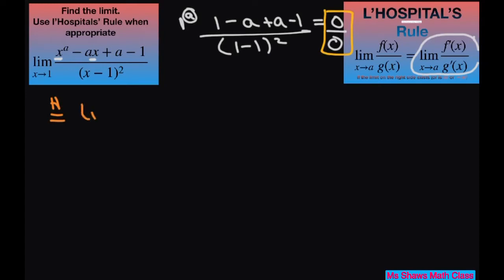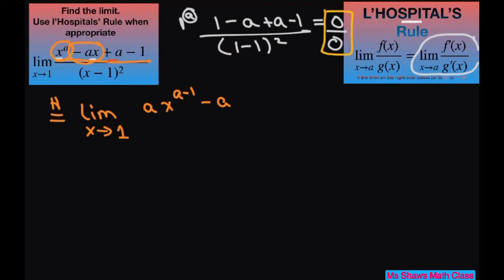And what you're going to do is take the limit as x approaches 1 and differentiate the numerator. So for the numerator, we have x to the a power. So that's going to be a, x, and then you subtract 1 from whatever that the a. So that's the first part. And then differentiate minus a times x. That's just going to be minus a.